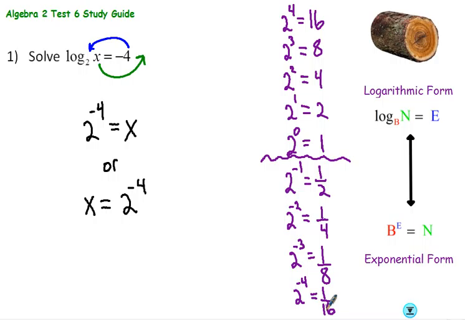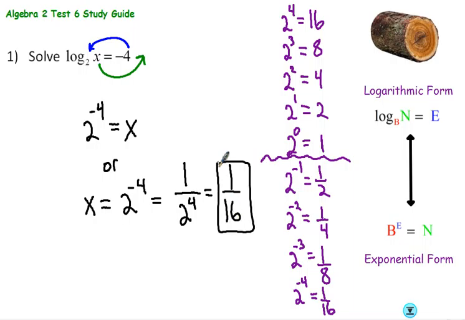Now, the way that we could rewrite this, 2 to the negative 4th, is that we just said that it turns it into a fraction. So that would be 1 over 2 to the positive 4. And 2 to the 4th, as we've just said, would be 16. So the answer there would be 1 over 16.